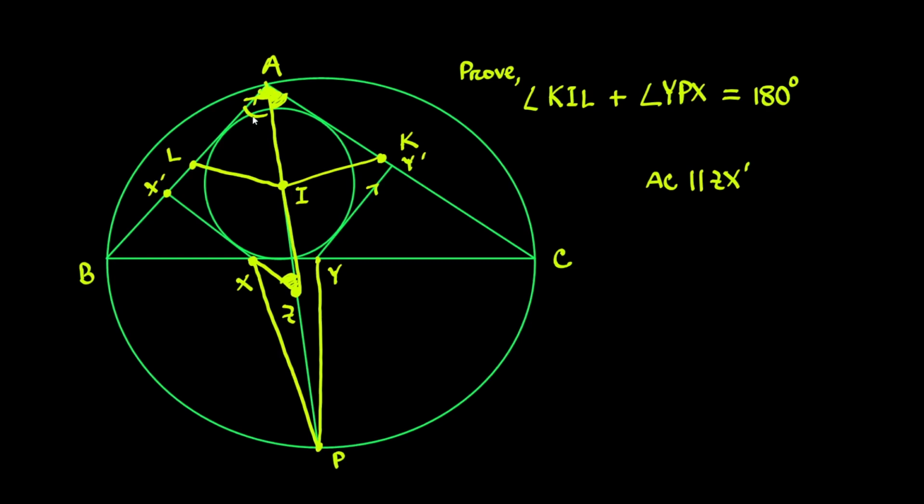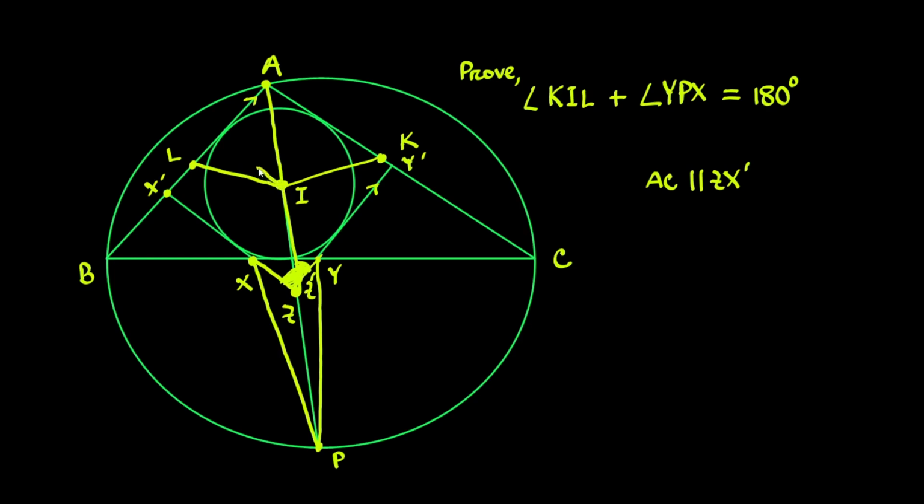Again, from similar reasoning, if we extend this and this is somewhere like Z dash, then this angle will be equal to this angle, for alternate angles are equal. So for that reasoning, these two angles are equal. How does that help?